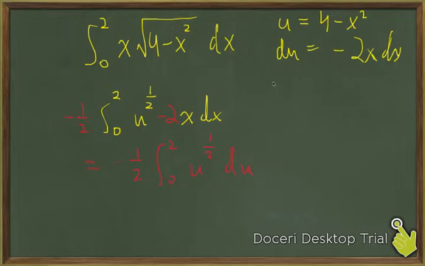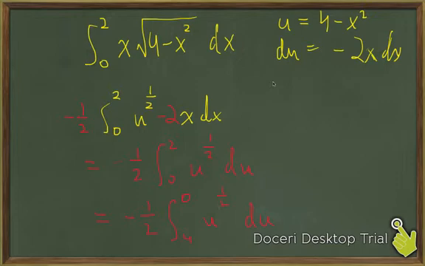So it would be from 4 up to 0. And when you actually perform the integration, you're going to have a negative and a negative, which makes it a positive. And it's going to end up as 8/3. Same limits as we just had.